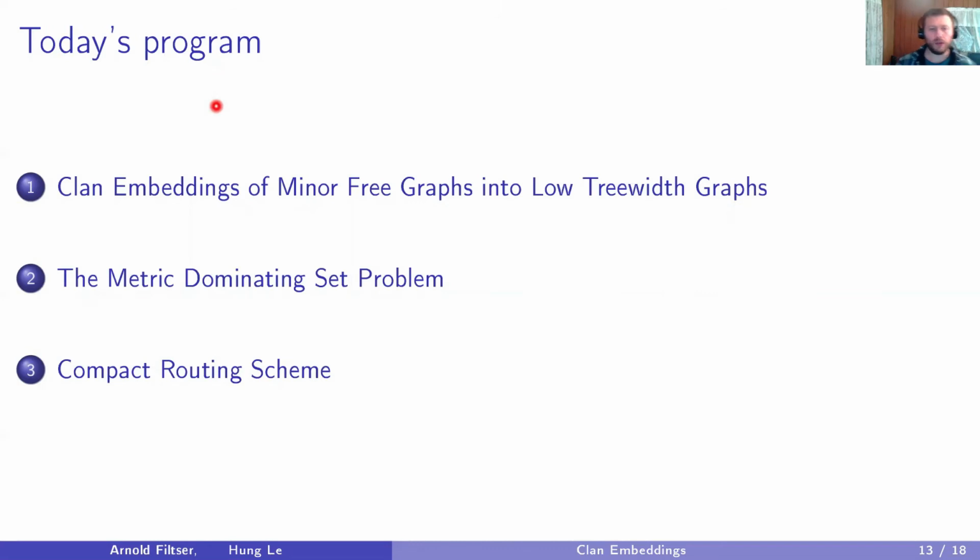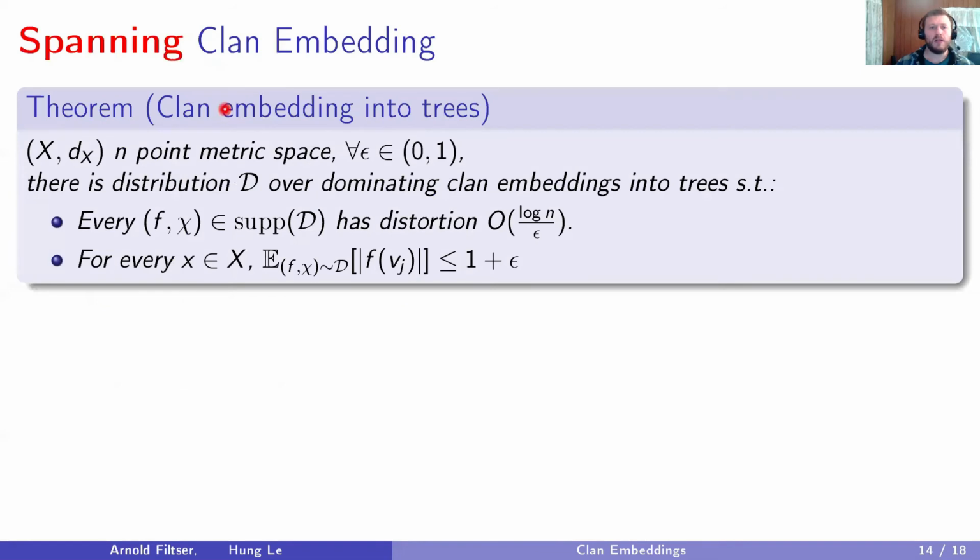Next, we'll show applications of cloud embeddings to compact routing schemes. So recall our cloud embedding theorem was that for every metric space and for every parameter epsilon, there is a distribution D over dominating cloud embeddings into trees, such that every embedding in the support has worst case distortion log n over epsilon, and the expected size of every vertex is at most 1 plus epsilon. Okay, so this is an embedding into trees, but these trees are completely general, actually ultrametrics.